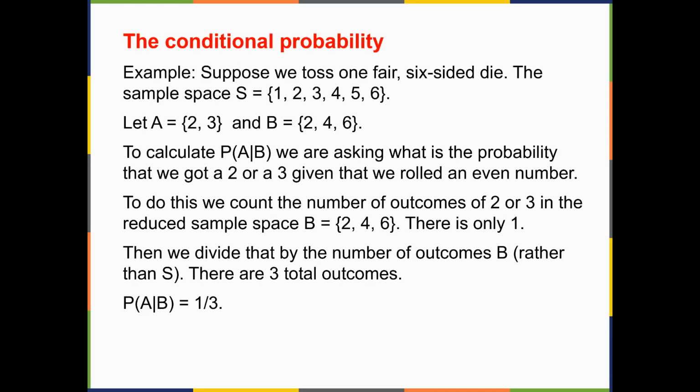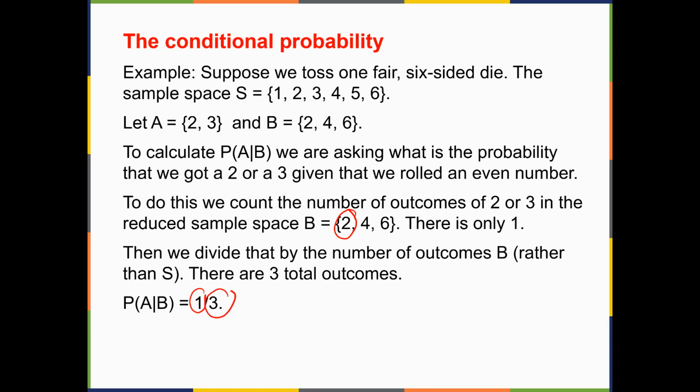If we want to calculate the probability of A given B, we are asking what is the probability that we got a 2 or a 3 given that we rolled an even number. To do this, we count the number of outcomes, 2 or 3, in the reduced sample space of our new sample space B. Since we knew B occurred, it has to be a 2, 4, or 6. How many times is either a 2 or a 3 in there? Well, once. There's just the 2. The 3 doesn't ever happen, and the 2 happens 1 time. So we divide the total number of outcomes of A and B, 1, by the total number of outcomes of B, which is 3.